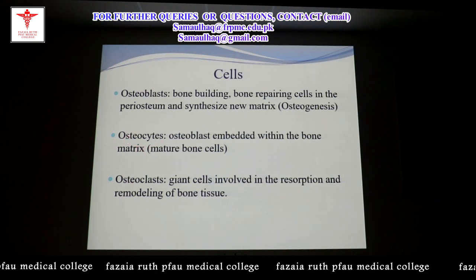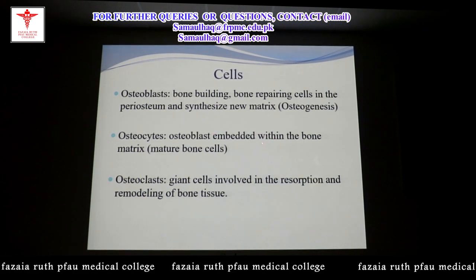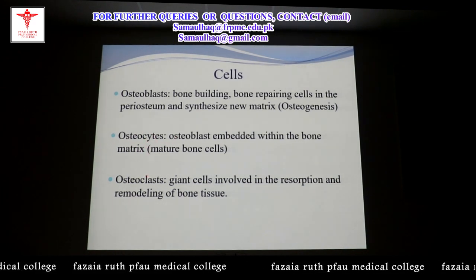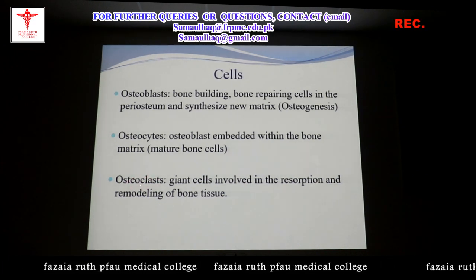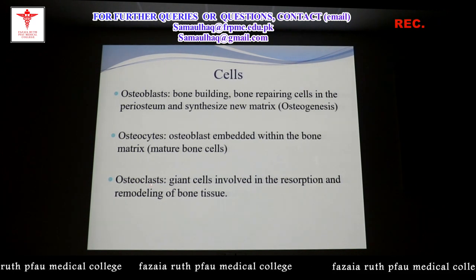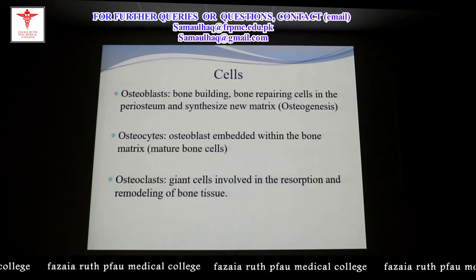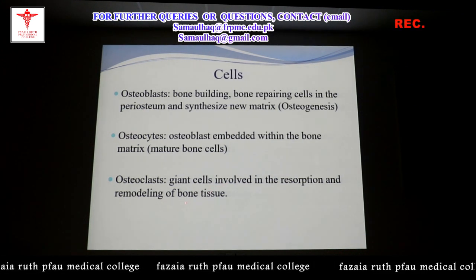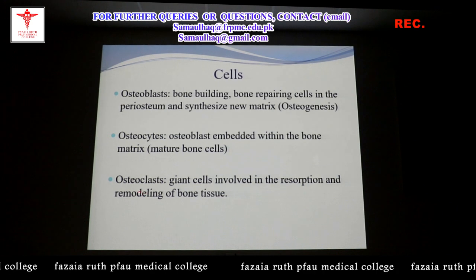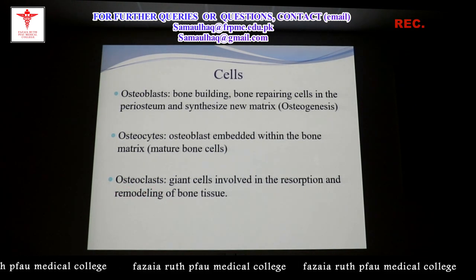The second type of cells, which are mature cells, are known as osteocytes. When osteoblasts are embedded in the bone matrix, they change into mature bone cells, which we name osteocytes. The third type of cells we find in the bone is known as osteoclast. The term clast means resorption, and they are commonly known as bone eating cells. They are giant cells compared to osteocytes and osteoblasts, and are involved in the resorption and remodeling of the bone tissue. Remodeling means that the old bone is eaten by these osteoclasts and new bone is formed by the osteoblasts. This process of bone tissue formation is known as remodeling.